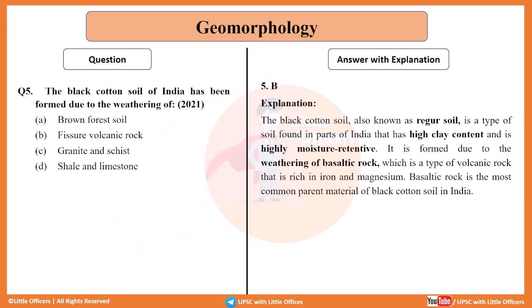Now moving on to the next one. Black cotton soils of India have been formed due to weathering of what? See, black cotton soils are one of the favorite topics because they have a lot of commercial value. Even agriculture-wise they are good. They have special properties like self-aeration, self-plowing, and the composition, the color, their extent, all of them are important. They have been asked. Now, how are they formed?